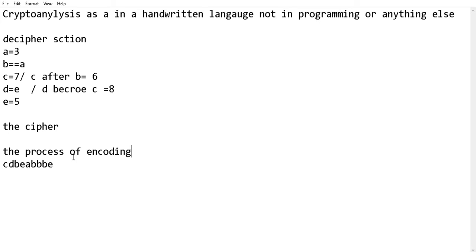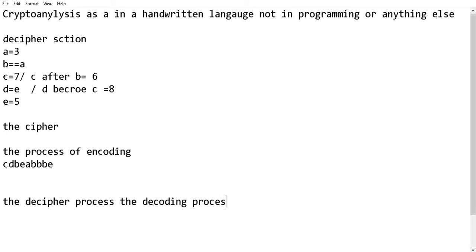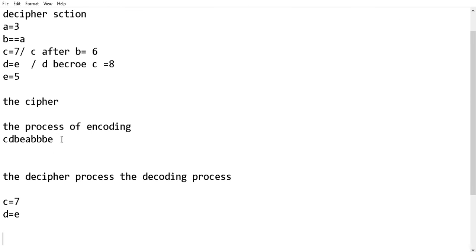This is the decipher or decoding process. C equals 7, but it came before D, so it's fine. Then D equals E, so it came before C, came after C, and so on. So this translates into E slash 7, stuff like that.